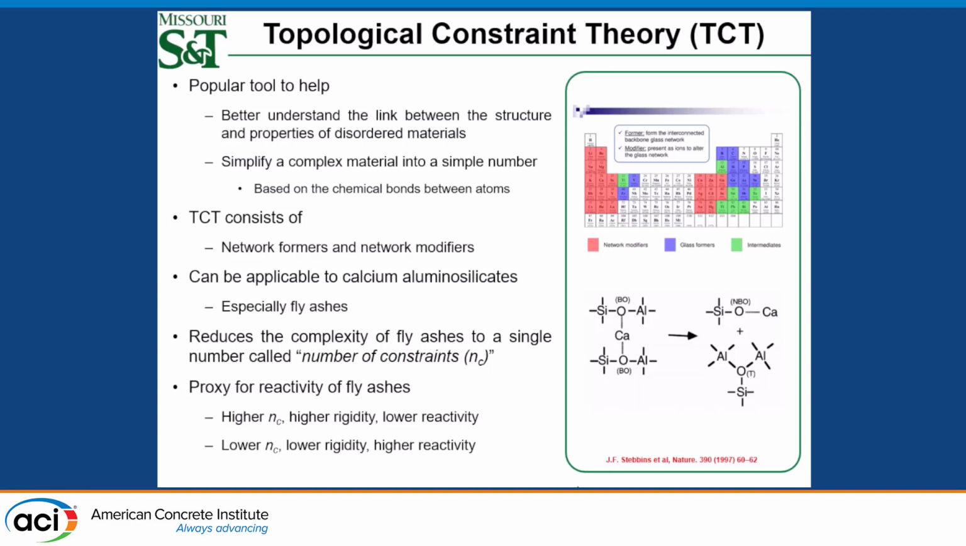Now, fly ash composition has different oxides. That is the reason why the topological constraint theory reduces the complexity to a single parameter called the number of constraints. And the number of constraints is calculated based on the mole fractions of lime, silica, and alumina content. This can be used as a proxy for the reactivity of fly ashes. The higher the number of constraints, the higher the rigidity, which means lower reactivity. The lower the number of constraints, the lower the rigidity and higher reactivity.